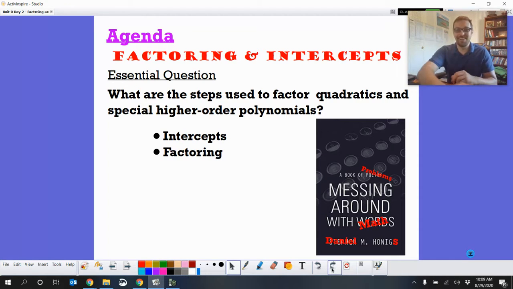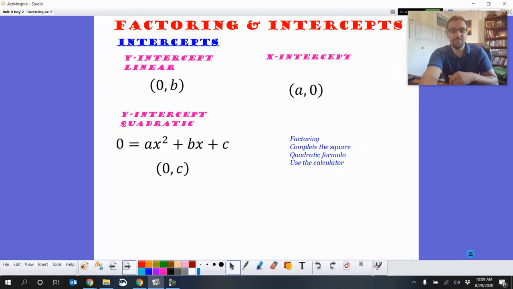So here we go. First thing that we're going to talk a little bit about is intercepts. So x and y intercepts. Our y-intercepts we talked about last time, and that's if you cross the y-axis, you can write it as a coordinate point, (0, b). x-intercepts are the opposite, it's (a, 0). If you are looking at a quadratic, fun fact, that last letter, c, is the y-intercept for that quadratic. So if it's in standard form, the very last number is the y-intercept. So, fun fact.